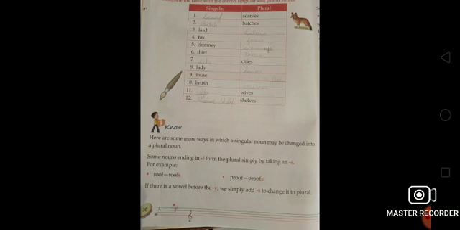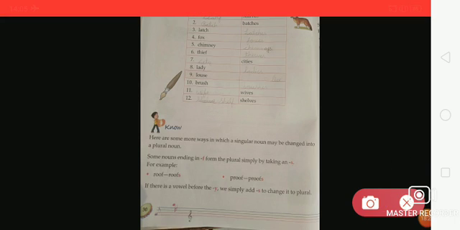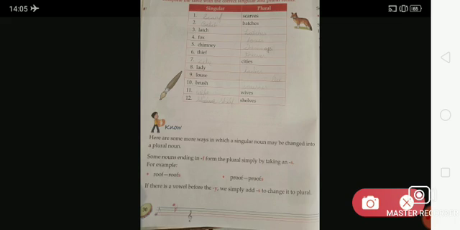Students, here are some more ways in which a singular noun may be changed into a plural noun. Here are many more rules. You must read these given rules one by one. So some nouns ending in F form the plural simply by taking an S. For example, roof, it will be roofs. Proof, it will be proofs.